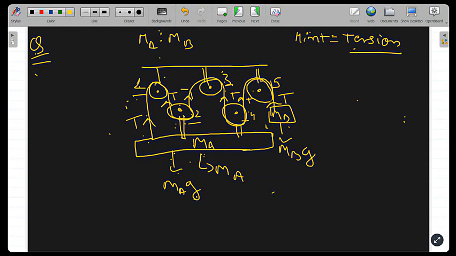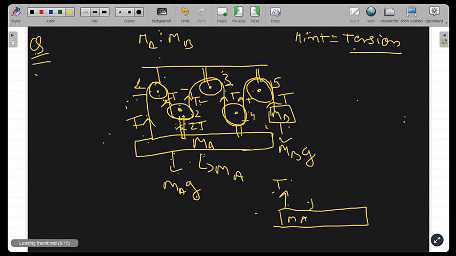So if I draw an FBD of the MA block, tension T is in this string. So tension T upwards. Two tensions are due to the second pulley. There the total contribution of tension is 2T. Why? Because one tension is in the left string and the other tension is in the right string of the pulley. So the total tension will be 2T due to pulley number 2.